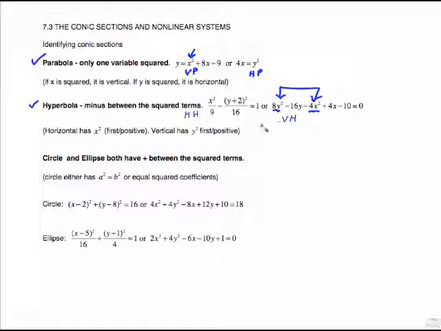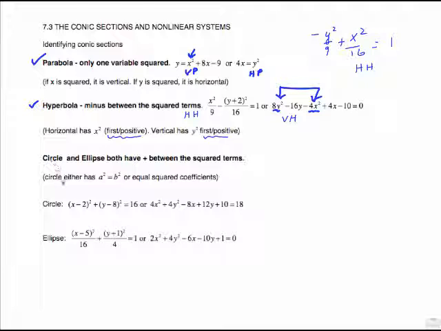I told you back in section 7.2 that for us, we can look at it in terms of what came first, but some books will get tricky and show you something like this. They'll show you negative y squared over 9 plus x squared over 16 equals 1. And then you have to be careful because this really should be rewritten as x squared over 16 minus y squared over 9, which makes this a horizontal hyperbola. That's why I always write first and positive, first and positive.